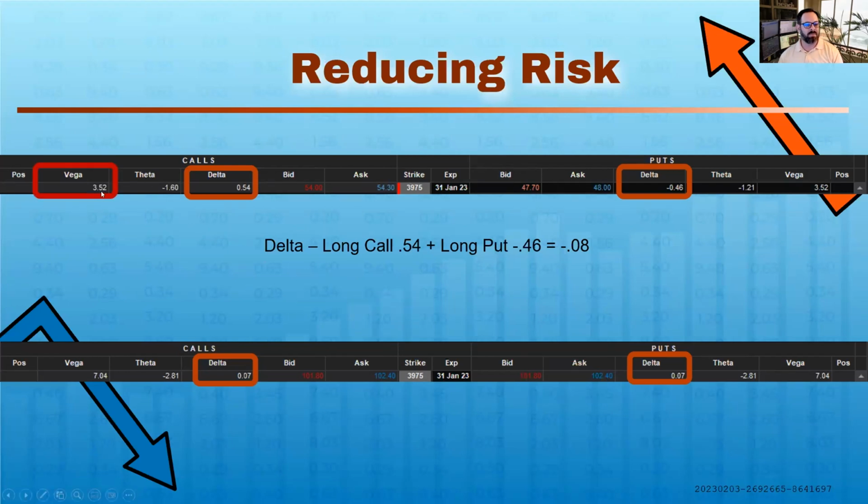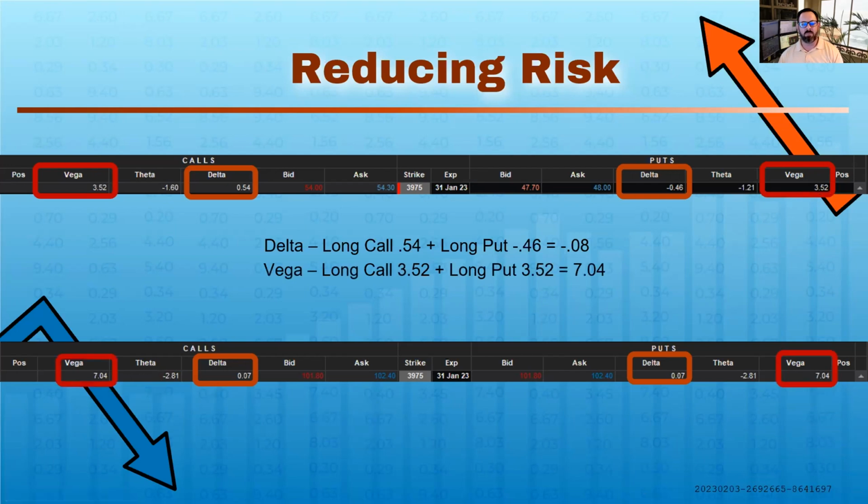Anyway, here you can see Vega buying the call gives you positive 3.52. And you got a positive 3.52 on the put side. So now we have more Vega. So we've actually increased our volatility risk. That may be a good thing if volatility is very low, we're expecting it to rise. It's a bad thing if volatility is already high and it collapses.